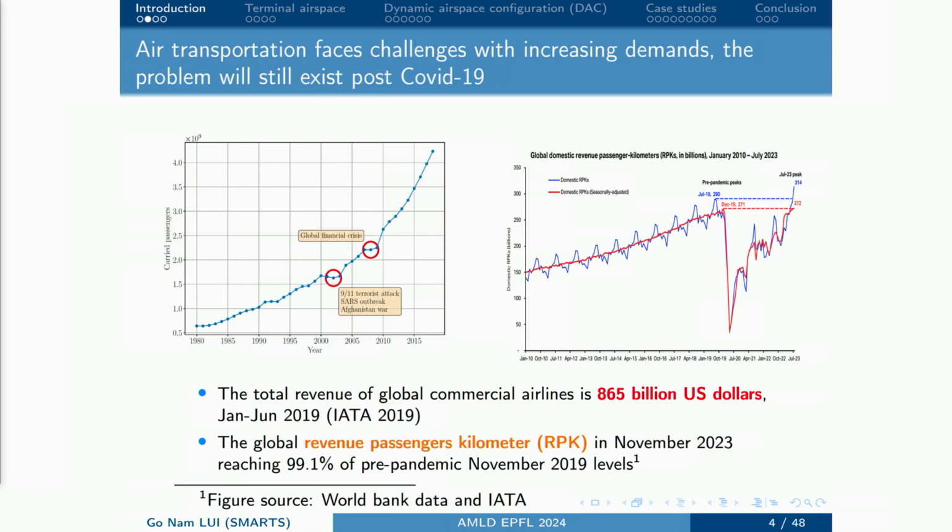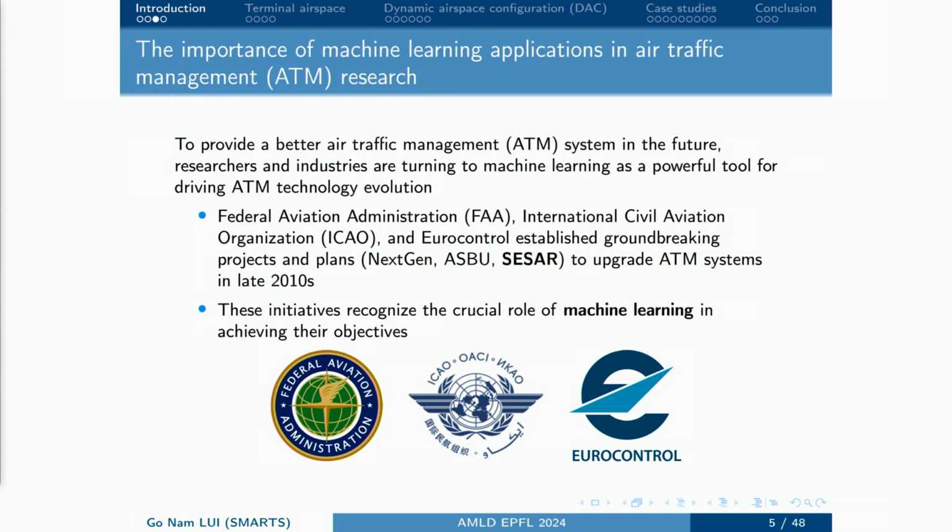First of all, a little bit of background knowledge. Basically, air transportation faces challenges with increasing demands. You can see from the left figure that the total number of carrying passengers has increased exponentially. And even though we know that COVID has severely battered the industry, the newest data show that the global RPK in November 2023 reached 99% of pre-pandemic November 2019 levels, which means the challenges still exist. So how to solve the problem?